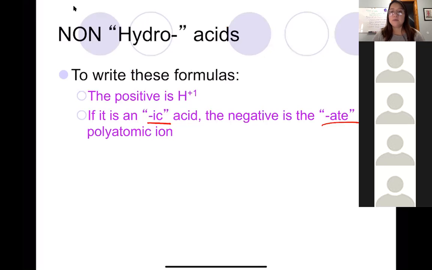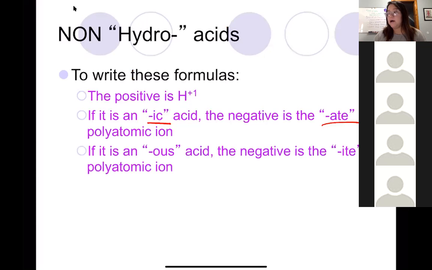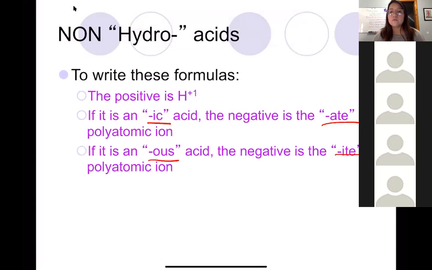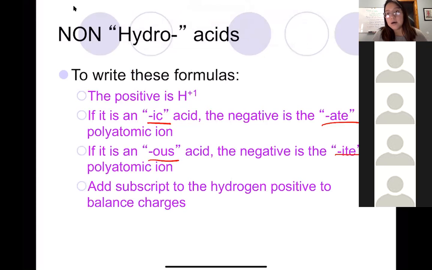If it's an ic acid, originally your polyatomic ended in ATE, so we change the ic back to ATE to find the right polyatomic. If the acid ends in OUS, then the polyatomic ended in ITE, so we change it back to ITE to figure out the correct polyatomic. And then we just, again, balance the charges.